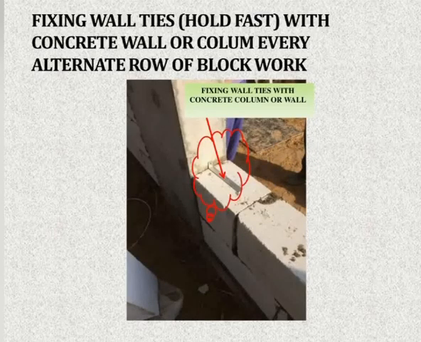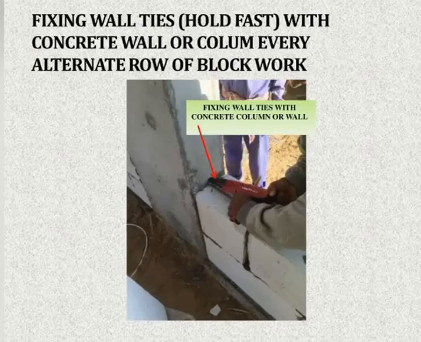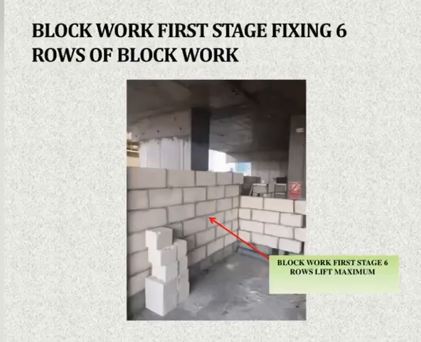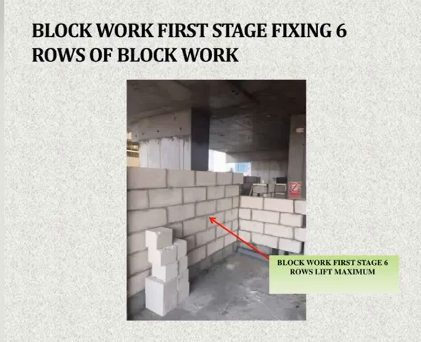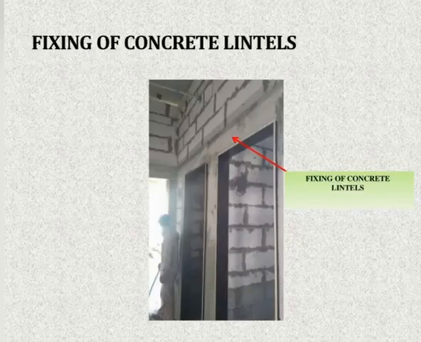This is the GI anchor, or the wall tie or hold fast. This is used as a connection between the block work and the column or the concrete structure, and it is fixed with the gun. This also will be used in alternate layers. It means in one layer we use the GI mesh and in the other layer we use the hold fast or the anchor alternately. In one day we will fix around 5 to 6 layers of blocks, or maximum until the lintel level.